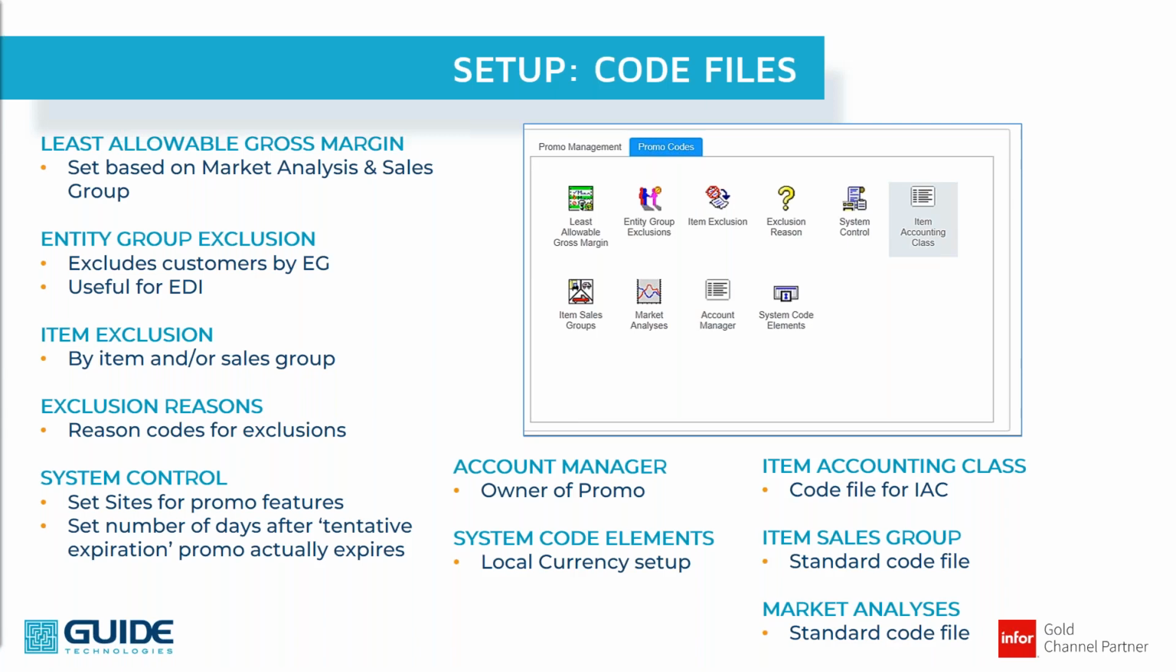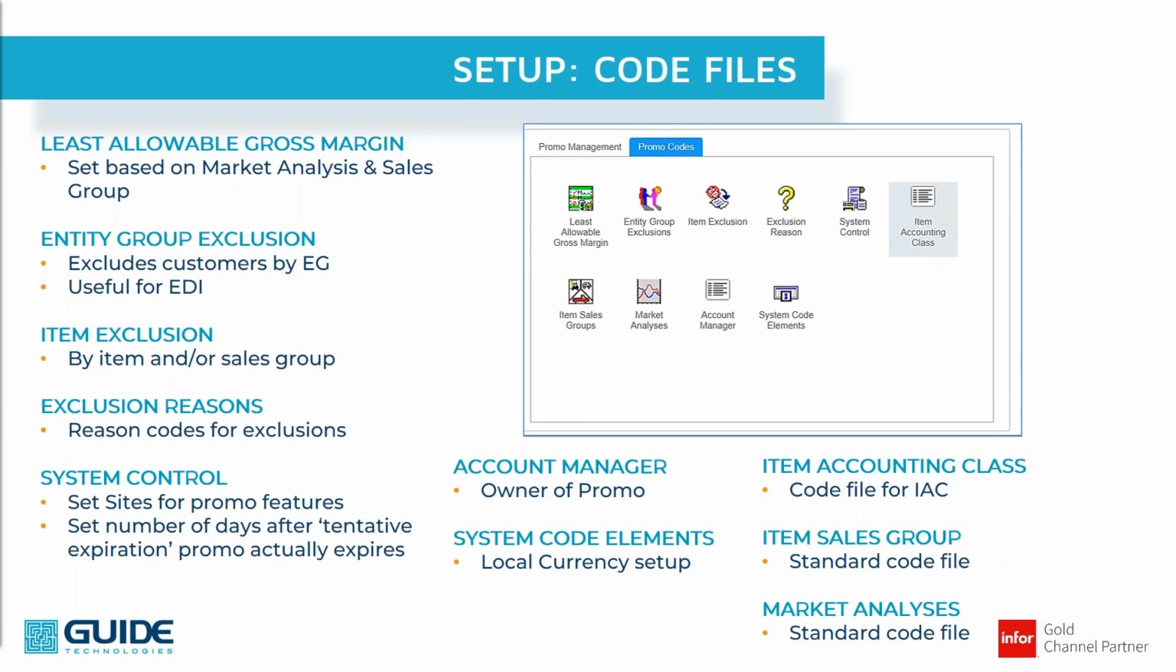If you choose to exclude anything, we have a reason code file over that. So there is a code file for the reason codes that you could choose to exclude. Then there's a couple of system controls. The first one that I have here, literally called system control, sets up the sites the promotions will be used in. So promotions are site specific, and so you do have to select which site you will have the promos available for if you are a multi-site environment.